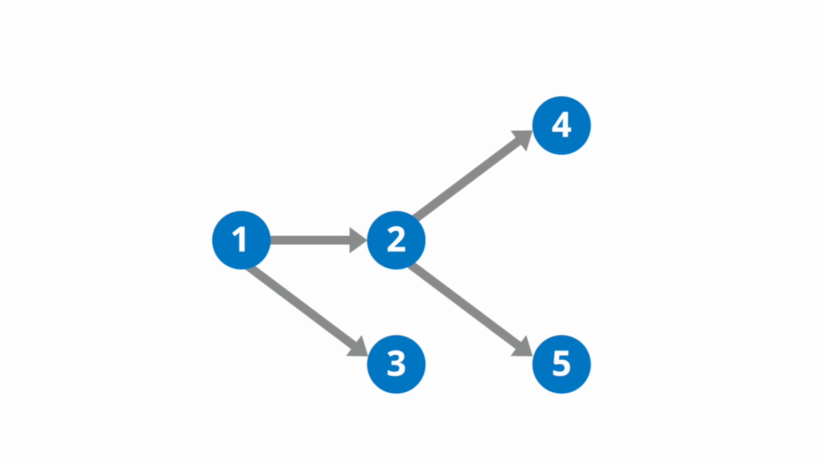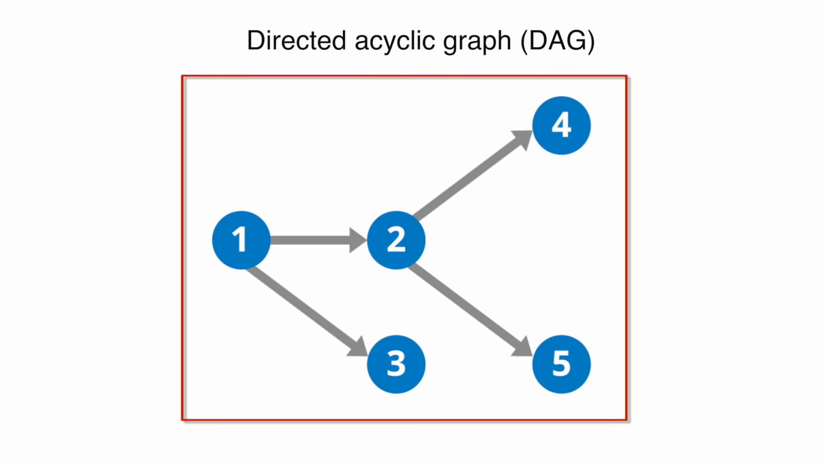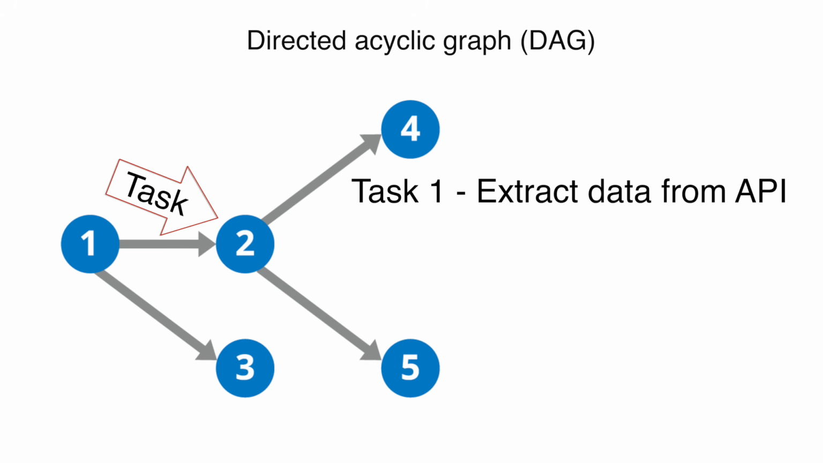Workflow basically means the sequence of every task. In Airflow, it is defined as a directed acyclic graph. These individual nodes are called tasks. A task is basically a unit of operation you want to perform. So if you want to extract data from an API, it becomes one task.